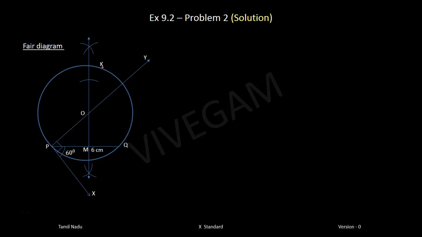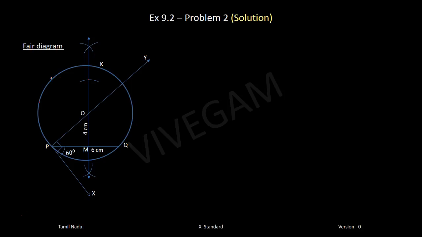Okay, I forgot to name this the K. So the alternate segment is PKQ, right? Now with M as a center, draw an arc cutting the perpendicular bisector. The radius of the arc is 4 centimeter. So with M as center and radius of 4 centimeter, draw an arc cutting the perpendicular bisector.